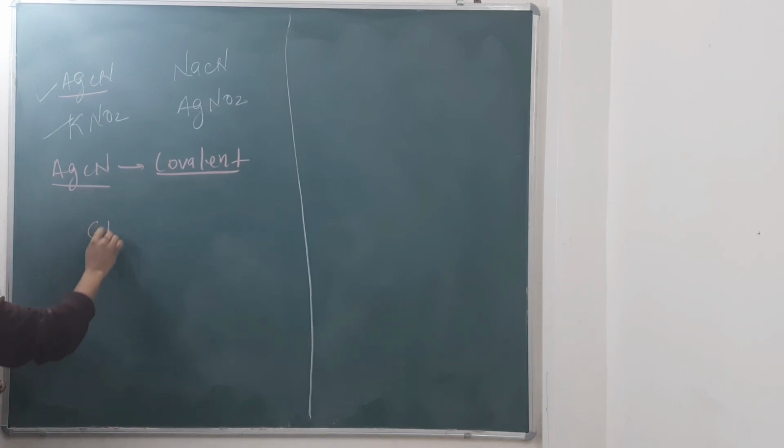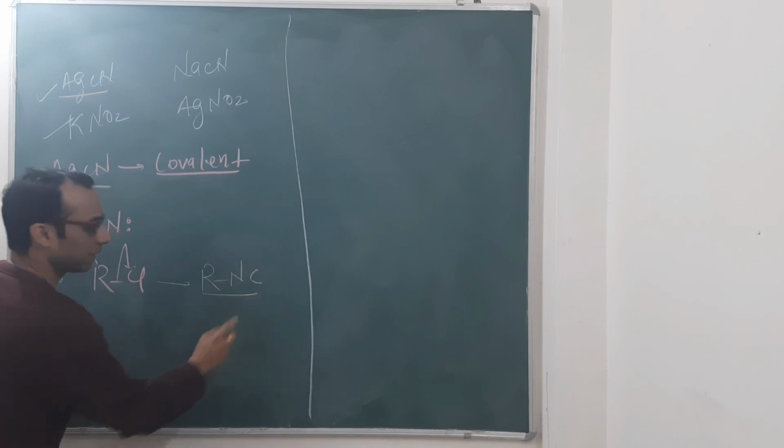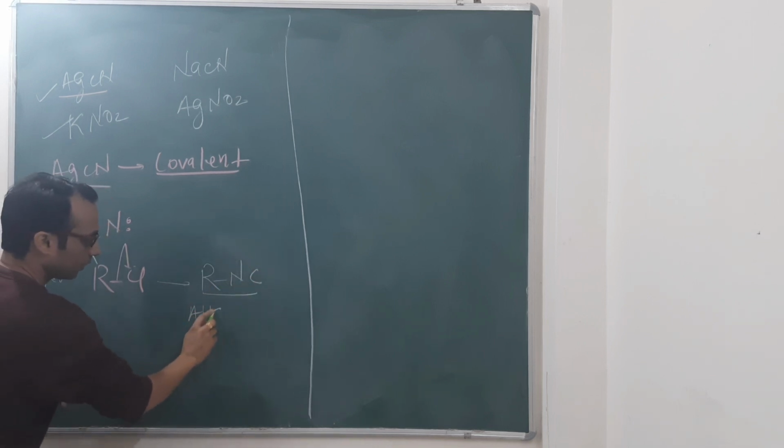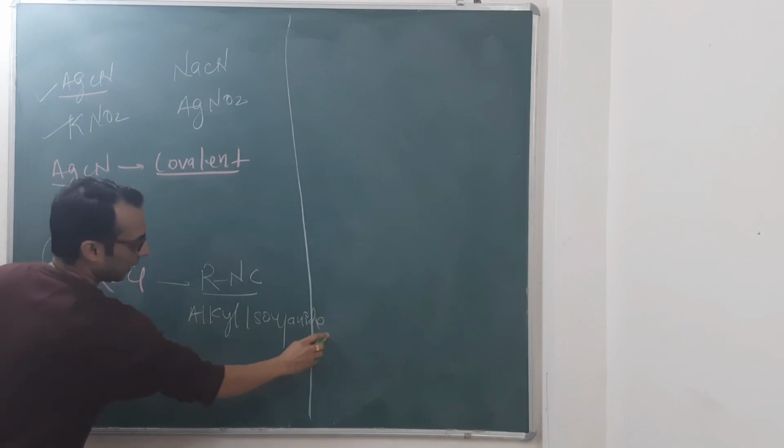So in that case, students, CN negative, here is a lone pair which will act as a nucleophile, and the process will be through the SN2 process, correct? So when we take the alkyl halide, the CN lone pair on nitrogen will attack on the carbon position, so that the halogen will leave the position and form R-NC, alkyl isocyanide. Alkyl isocyanide will form.